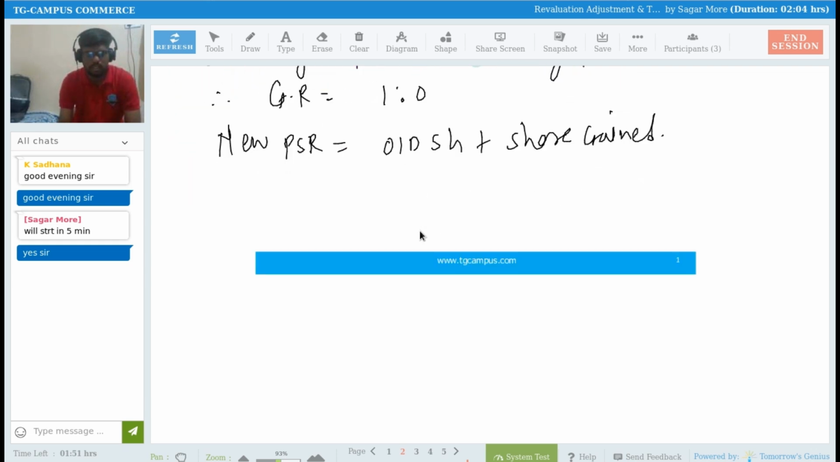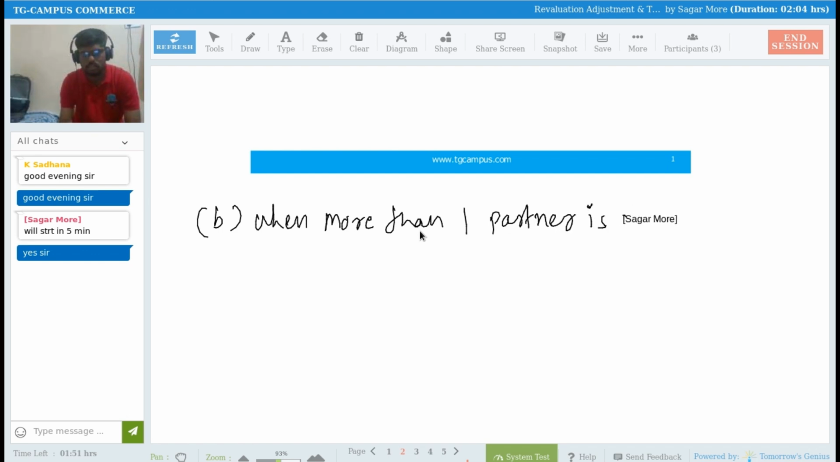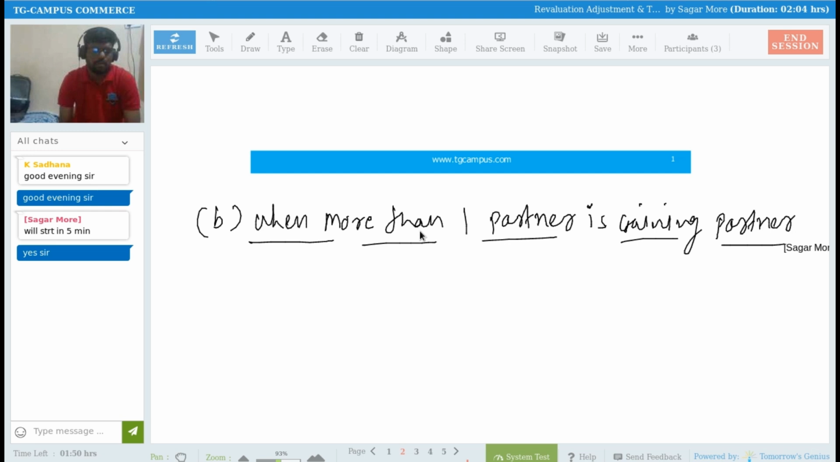After that, we completed concept number B, when more than one partner is gaining partner. Under this, there are more than one partners who are gaining partners, meaning what? Partners A, B, C are there and C is retiring from the business. So C's share will be enjoyed by A and B both, right? That is nothing but when more than one partner is gaining partner.